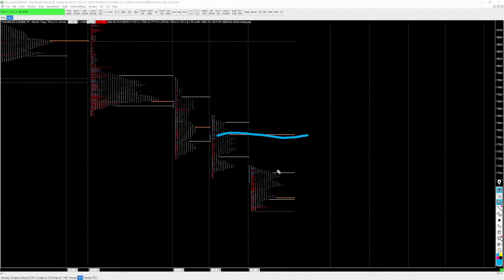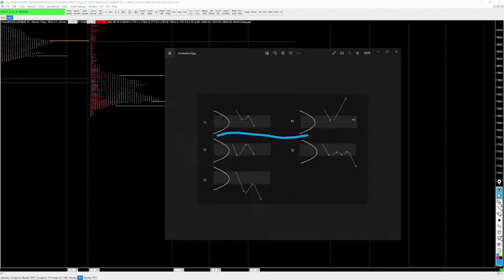This orange line here, and something that comes up a lot and something that's mentioned a lot is something called auction market theory, which is something that I'm going to bring up here.